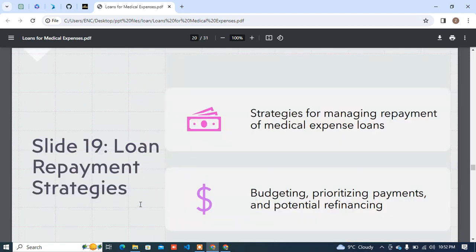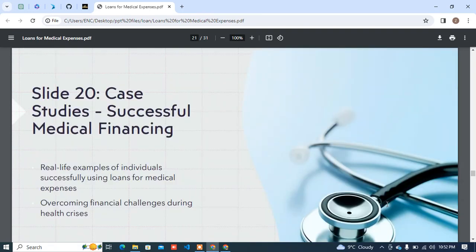Slide 19 is loan repayment strategies. What are the strategies for loan repayment? Strategies for managing repayment of medical expense loans: budgeting, prioritizing payments, and potential refinancing.